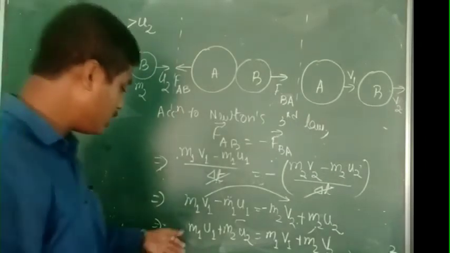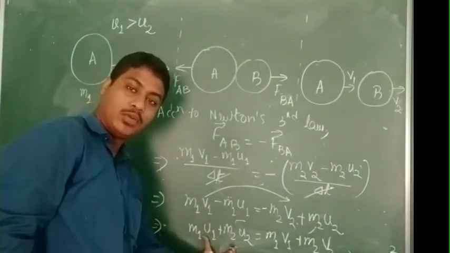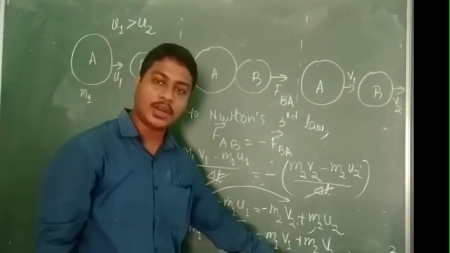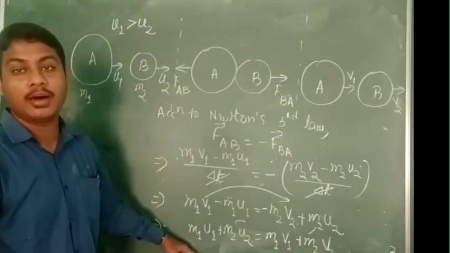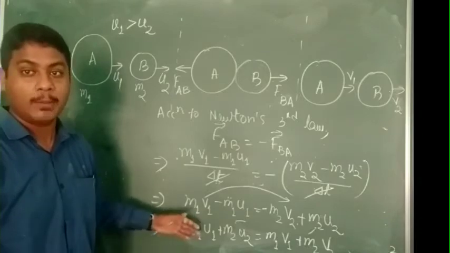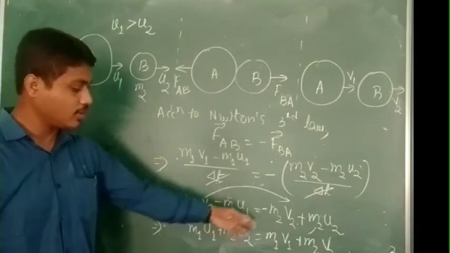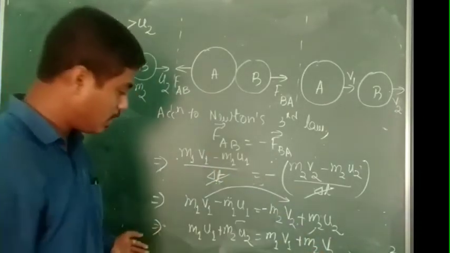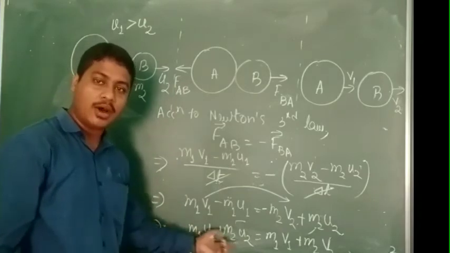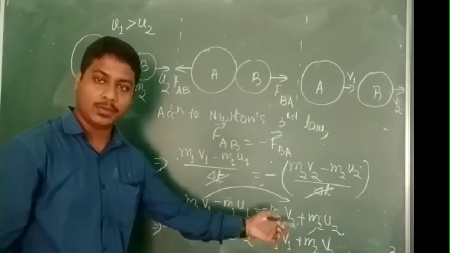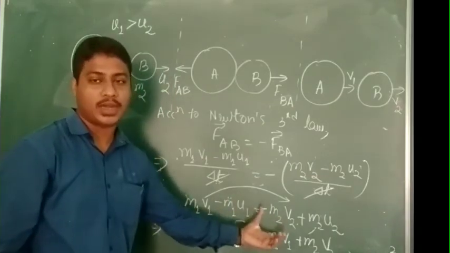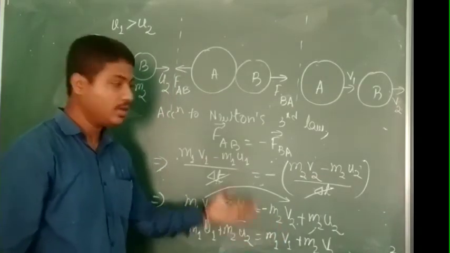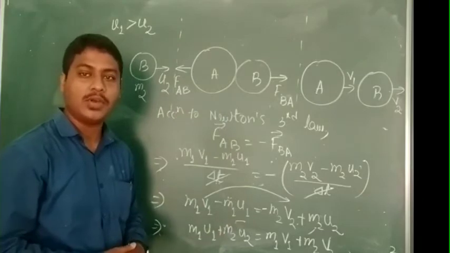As you can see, this is the momentum before collision and this is the momentum after the collision. So we have got them equal. What does it prove? This is the law of conservation of momentum, that momentum before collision is equal to momentum after collision. So you have to write it below. Okay, so this is about the law of conservation of momentum.